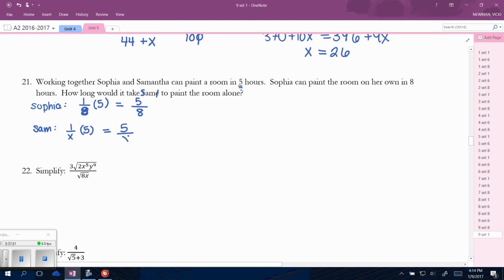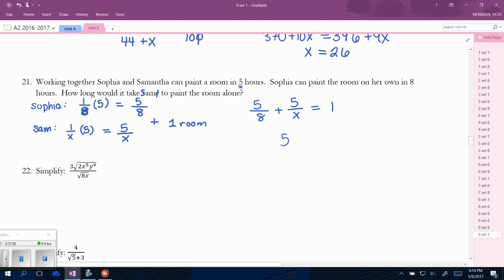Samantha will paint 5 over x of it. And together they're painting one room. So 5/8 plus 5 over x is equal to 1 room. The common denominator here is 8x. So depending on who you have, you're either going to get a common denominator or you're going to eliminate. Either way, you end up with an equation that says, let's see, that would be 8x.